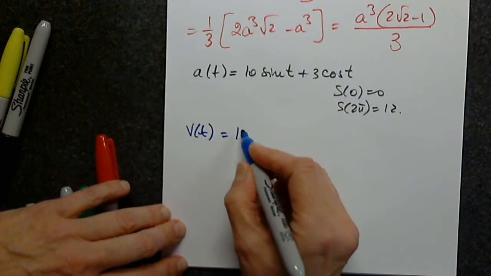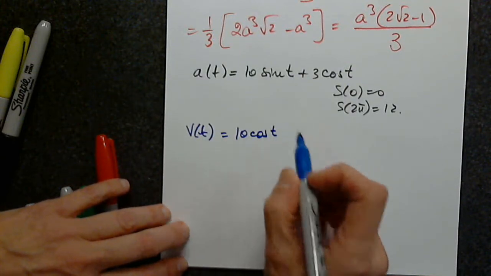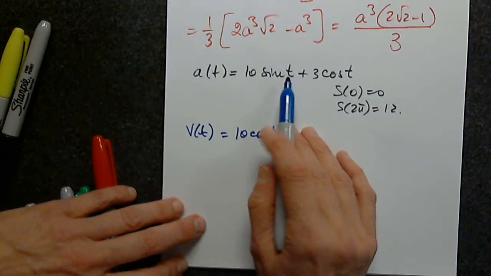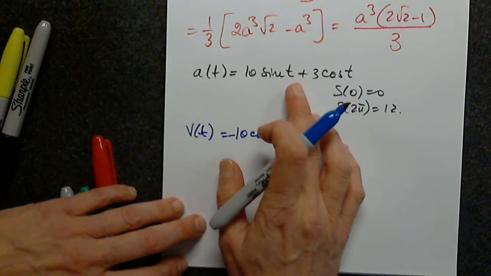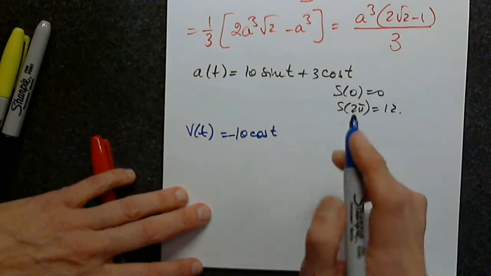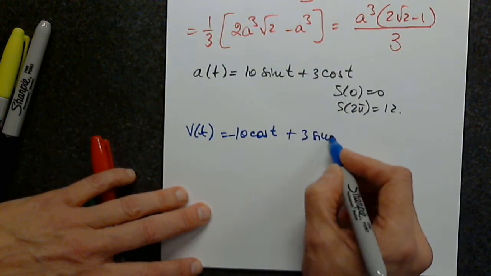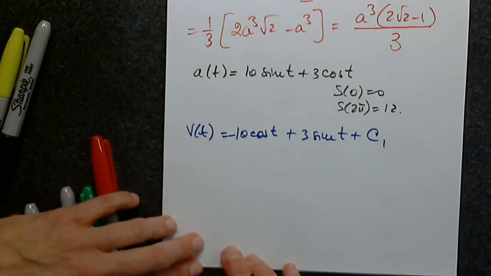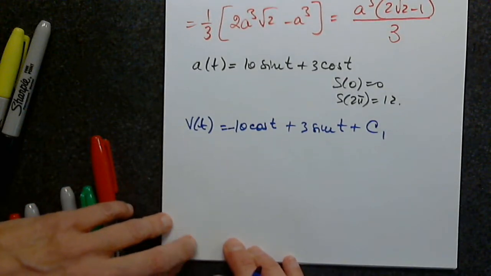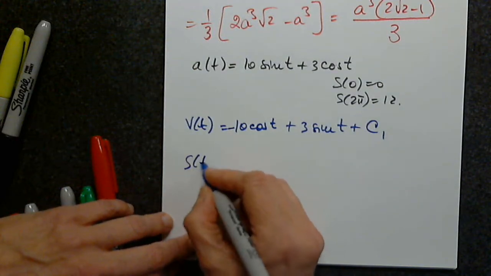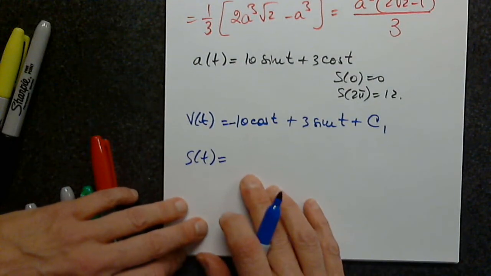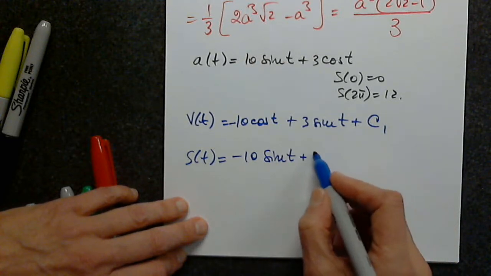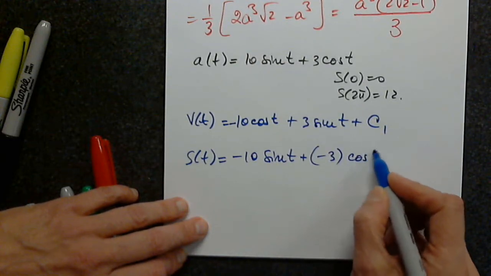10 cosine t minus 3 sine t plus 8. So cosine prime is not sine, but negative cosine is. Sine prime is cosine. So plus 3 sine t plus c1. So now s of t is negative 10 sine t minus 3 cosine t plus c1 t plus c2.